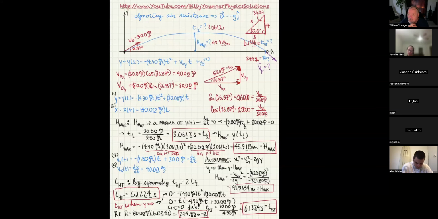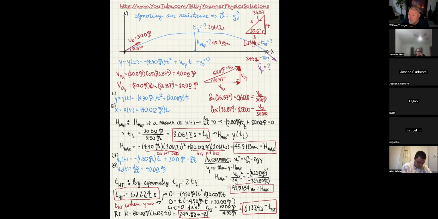Does that make sense? So that's another way you can actually do it. You can use the symmetry of the problem to realize that if it went from positive 30 meters per second up to 0 in 3.061 seconds, and then it started at 3.061 seconds at 0, then it must reach negative 30 meters per second in that time. And therefore, you know exactly what the final velocity would be in the y direction.